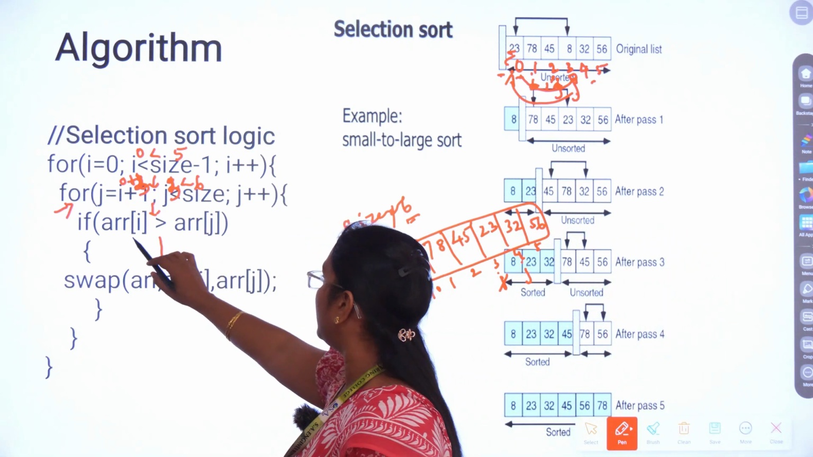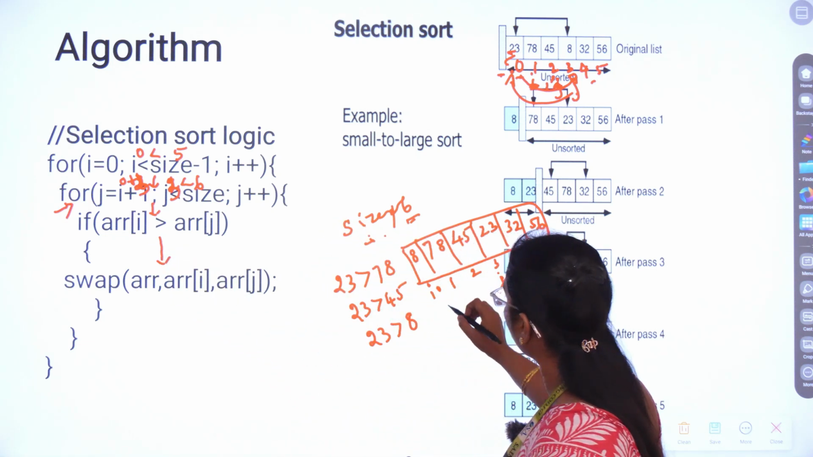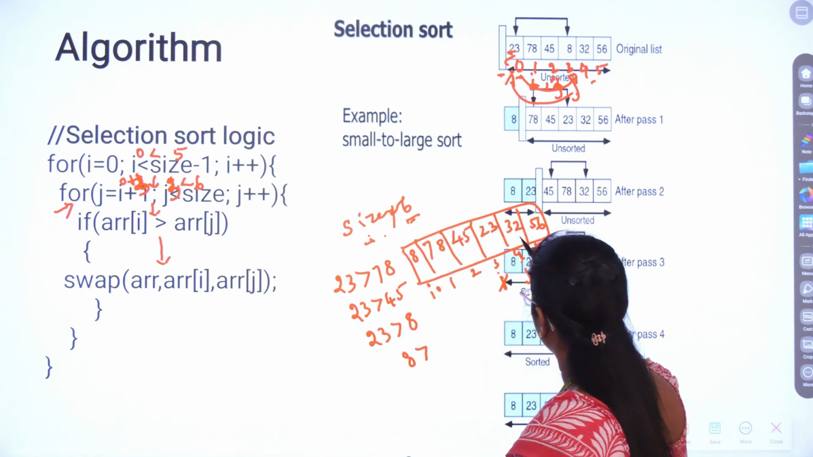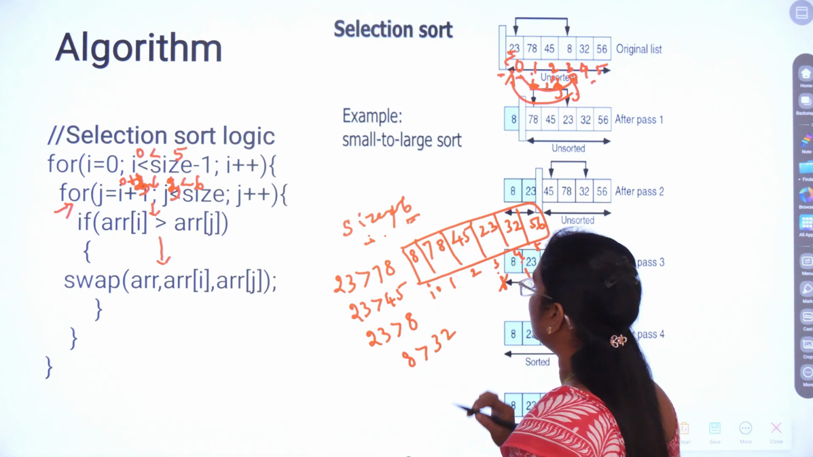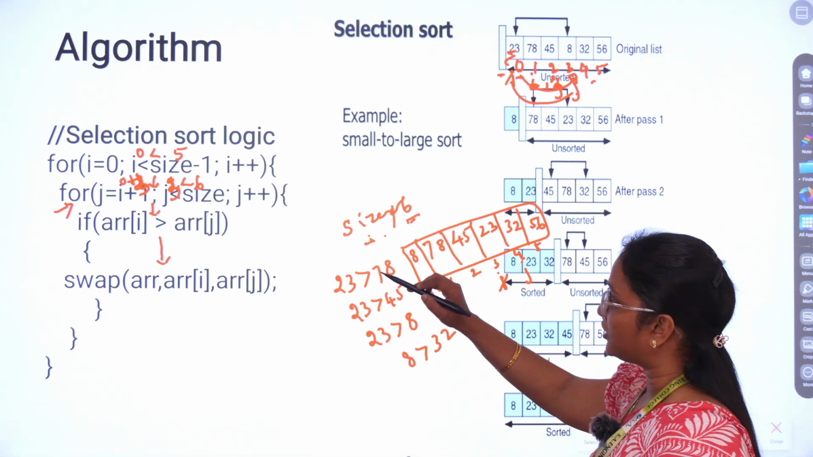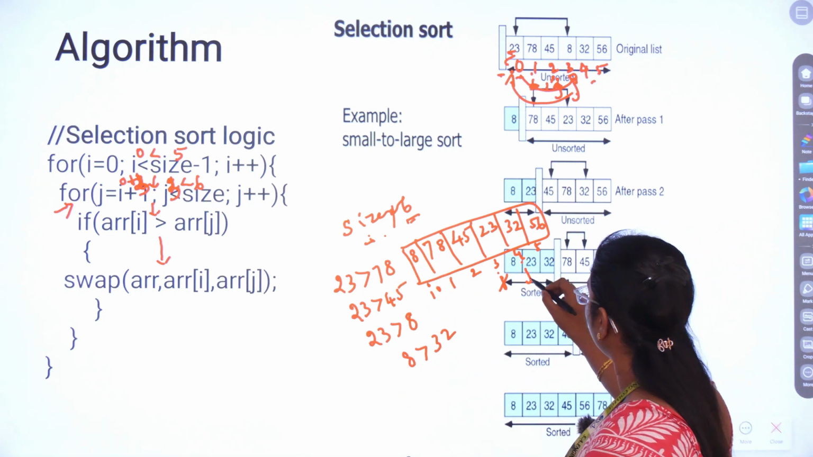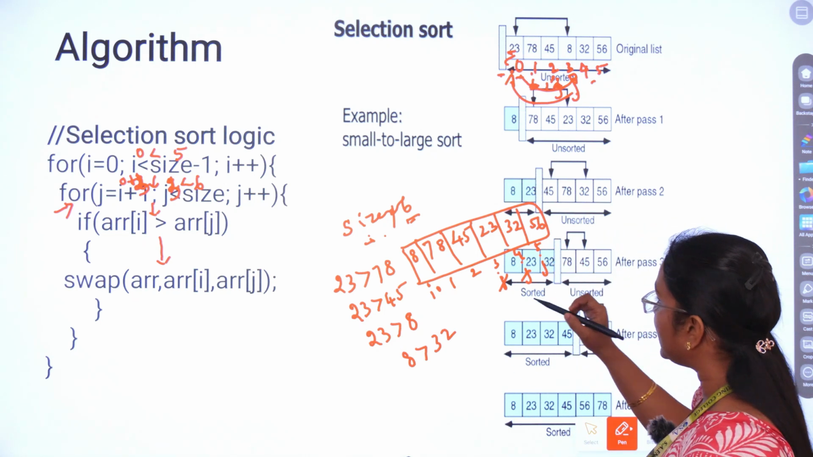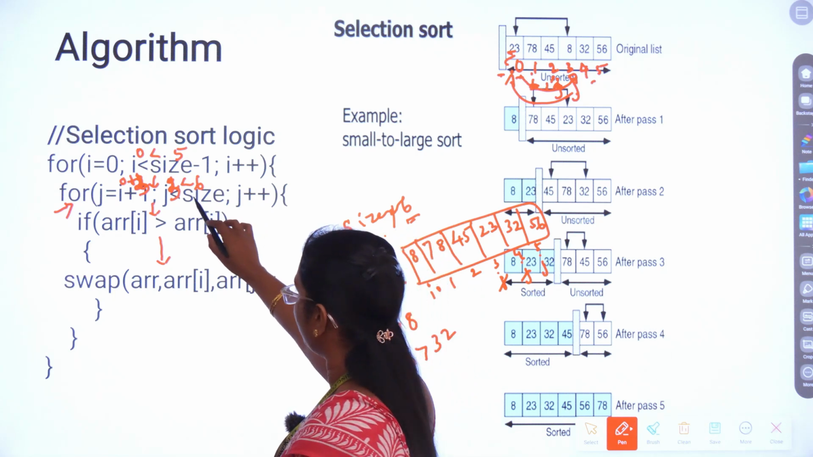So now array of i is 8. 8 is greater than, now array of j pointing to 32? No, the condition becomes false. Then the loop continues and j is incremented to the next position. So 5 is less than 6. Yes, the condition becomes true.